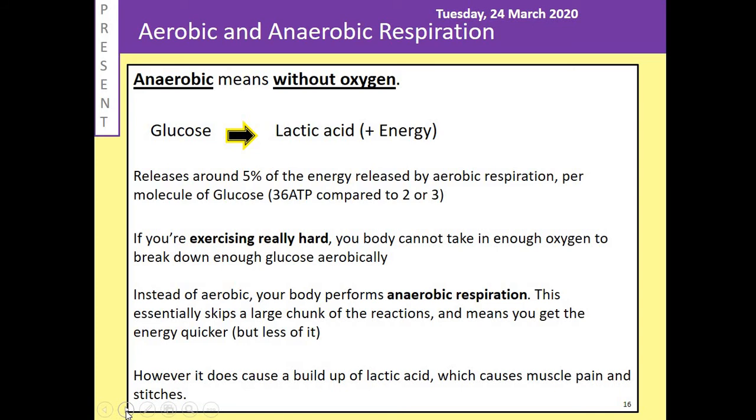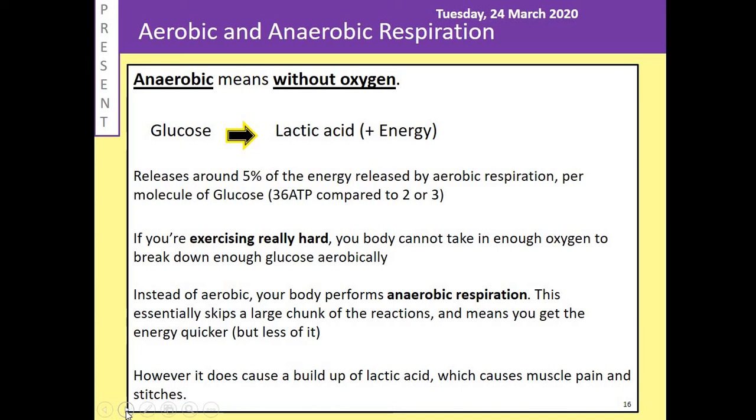Okay, so on to anaerobic respiration. Here then you can see the left-hand side of our word equation. There is no oxygen there, in terms of our reactants and our products. And here we again have the release of energy, but we have this nasty waste product, lactic acid, which can build up in our muscles. And we'll look at that in more detail next week.